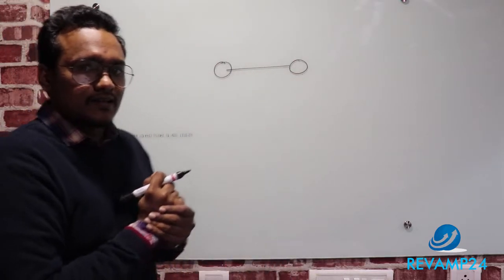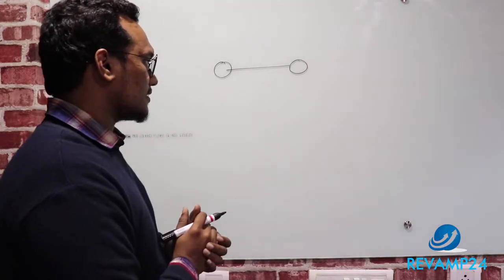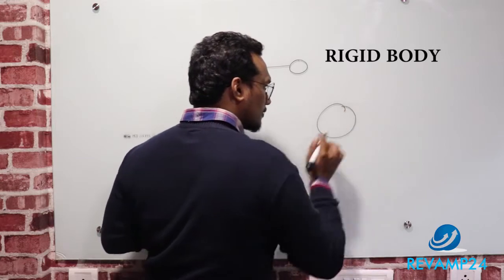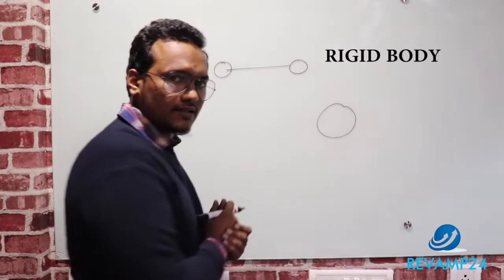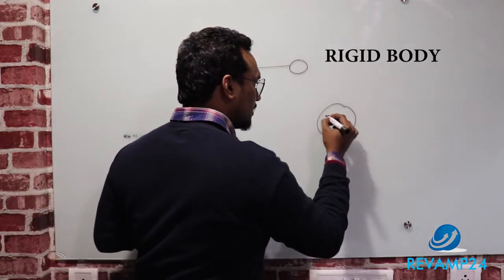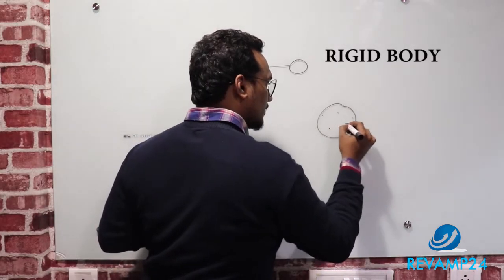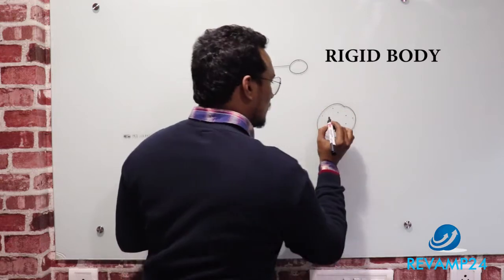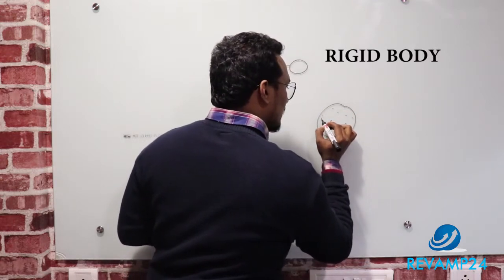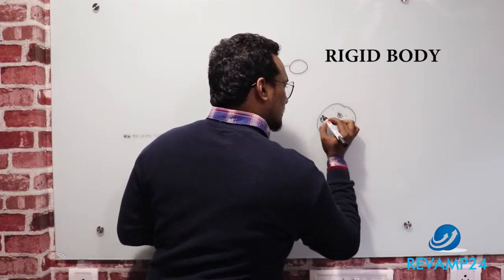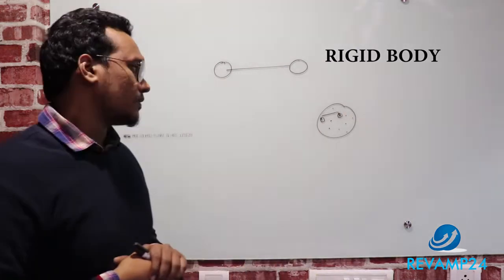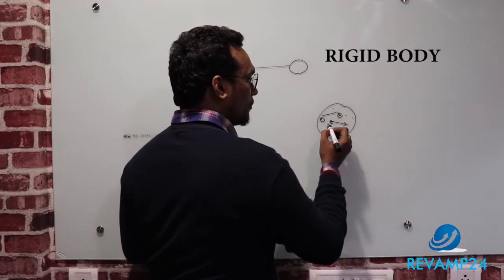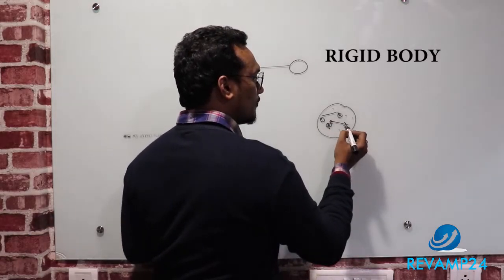So you know what a rigid body means. Rigid body is nothing but, let's say you have a body. If this body is said to be rigid, then the distance between any two particles you take will not change. For example, the distance between point 1 and point 2 will not change, and this will also not change between point 3 and point 4.